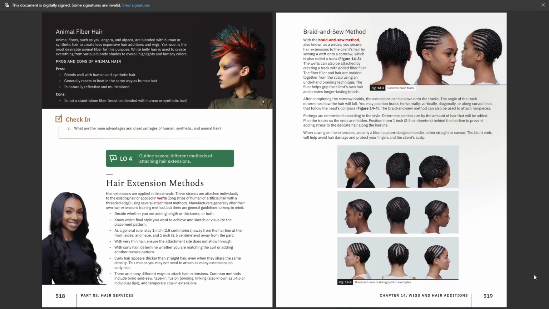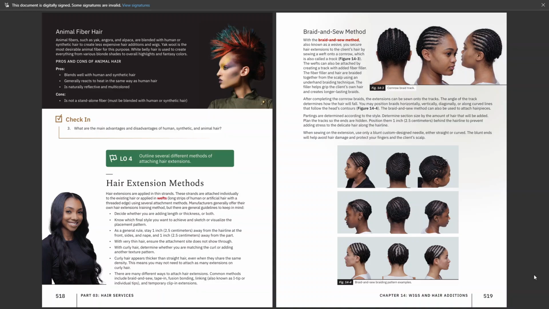The wefts can also be attached by creating a track with added fiber filler. The fiber filler and hair are braided together from the scalp using an underhanded braiding technique. The filler helps grip the client's own hair and creates longer lasting braids. After completing the cornrow braids, the extensions can be sewn onto the tracks.